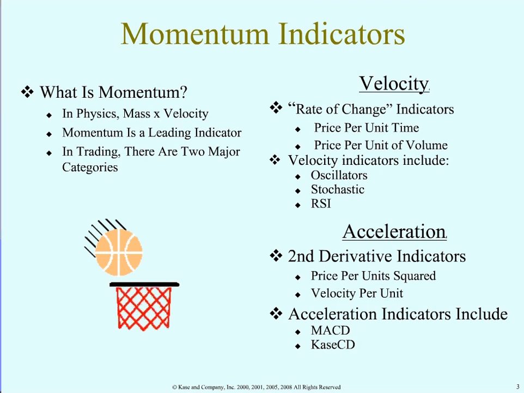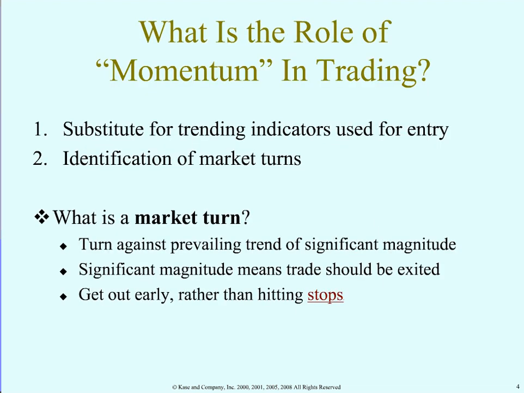A second derivative indicator basically just means acceleration. It's the rate of change of price relative to the square of time or square of volume. And a good example of that would be the MACD, which is in essence an oscillator of an oscillator. And we're going to take a look at the math.